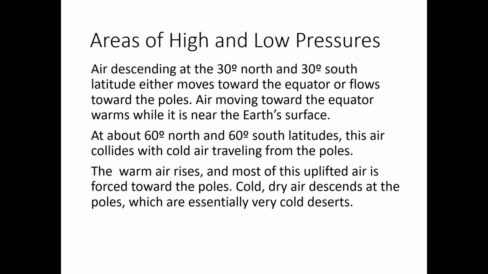So you have air descending at 30 degrees north and 30 degrees south latitude, and that's going to move towards the equator. Air moving toward the equator warms while it's near the Earth's surface. Then at about 60 degrees north and 60 degrees south latitudes, this air is going to collide with cold air traveling from the poles. Then the warm air rises, and most of this uplifted air is forced towards the poles, where cold, dry air descends at the poles, which makes them very cold deserts.